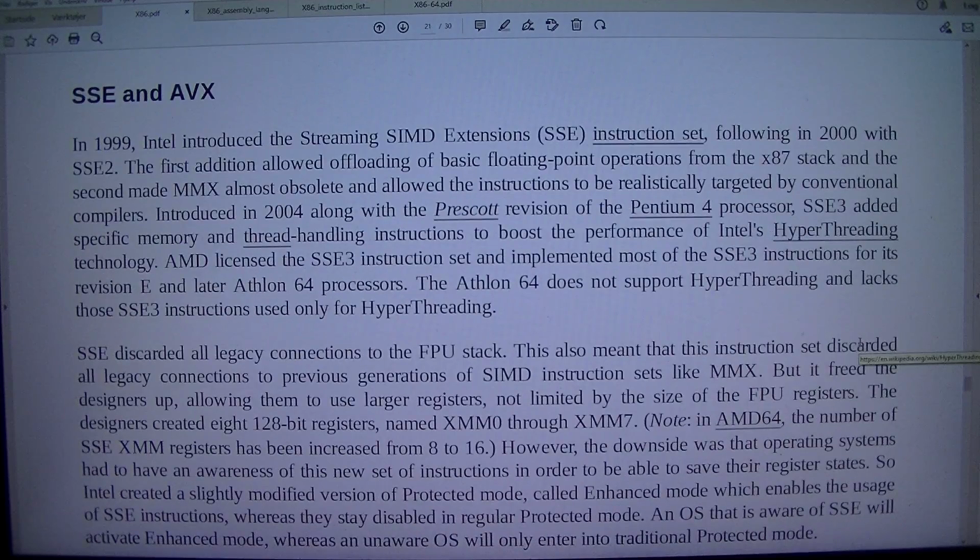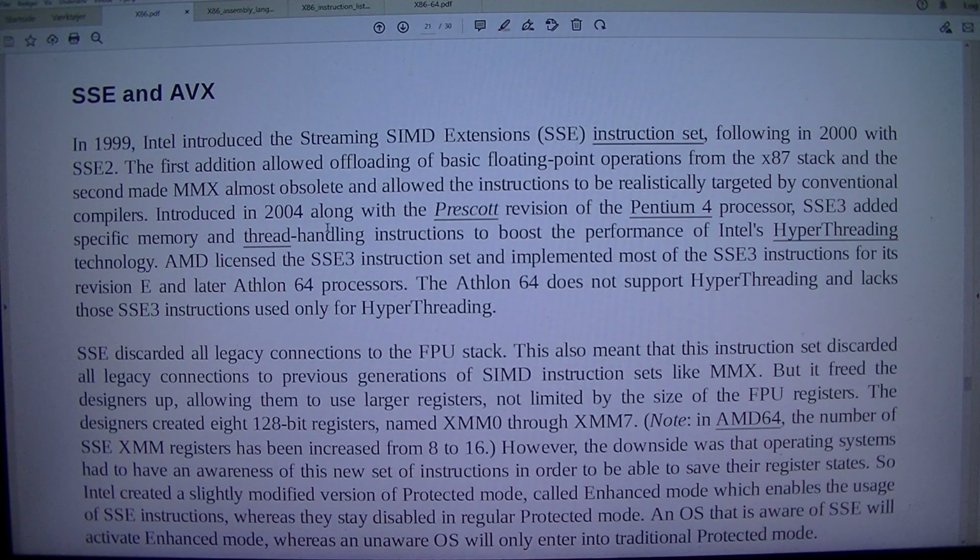SSE and AVX. In 1999, Intel introduced the Streaming SIMD Extensions, SSE, instruction set, following in 2000 with SSE2. The first edition allowed offloading of basic floating point operations from the x87 stack, and the second made MMX almost obsolete and allowed the instructions to be realistically targeted by conventional compilers.